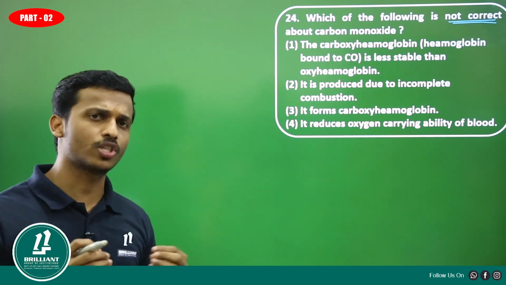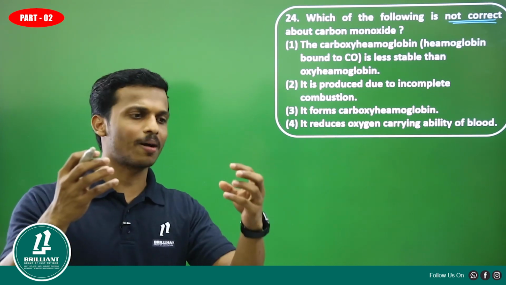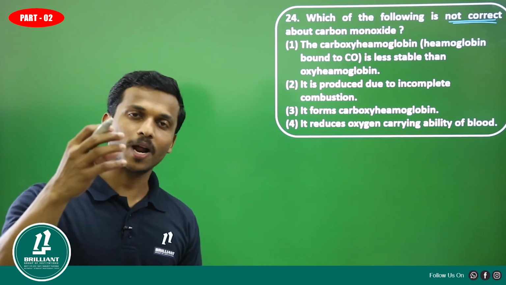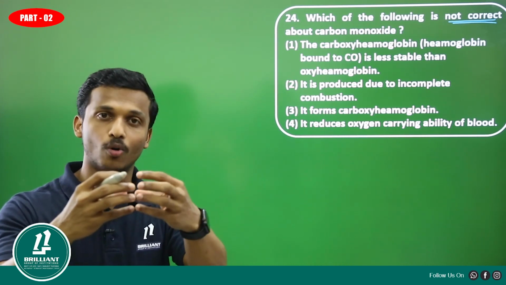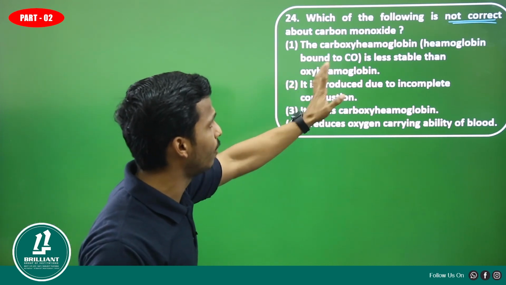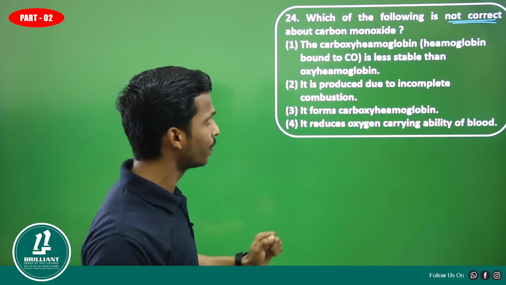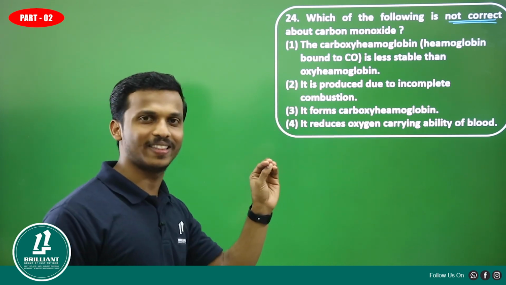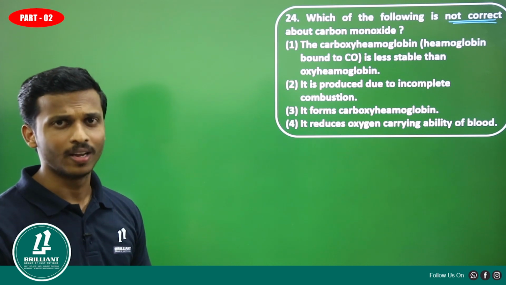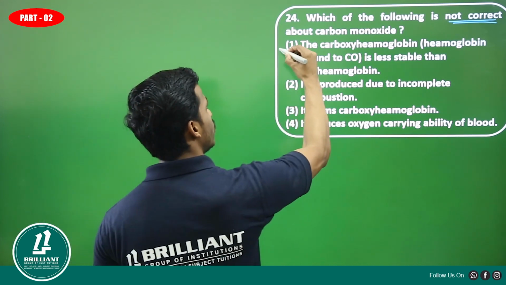Carboxyhemoglobin. You know what carboxyhemoglobin is? When oxygen combines with hemoglobin, you will get oxyhemoglobin. When carbon monoxide combines with hemoglobin, you will get carboxyhemoglobin. So the statement already given is that carboxyhemoglobin is less stable than oxyhemoglobin. Is it correct or not? It is incorrect, student. This is your answer.